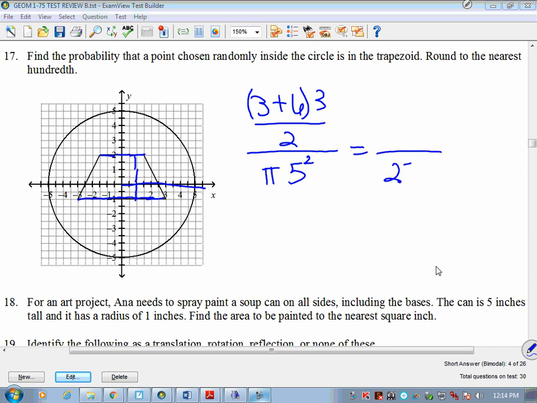So we know we're going to have 25 pi down here. 3 plus 6 is 9, right? 9 times 3 is 27. 27 divided by 2 is 13 and a half. All right, 13 and a half. So we want 13.5 divided by 25 pi. We want our answer to the nearest hundredth. That gives 0.17, because we want to round that up to the nearest hundredth.